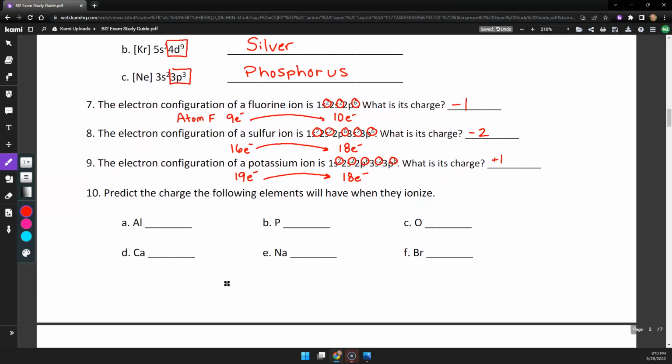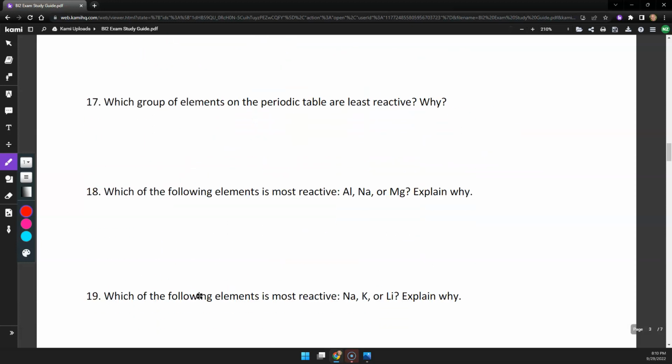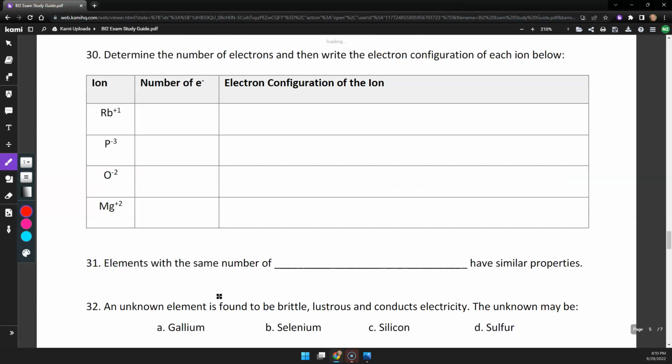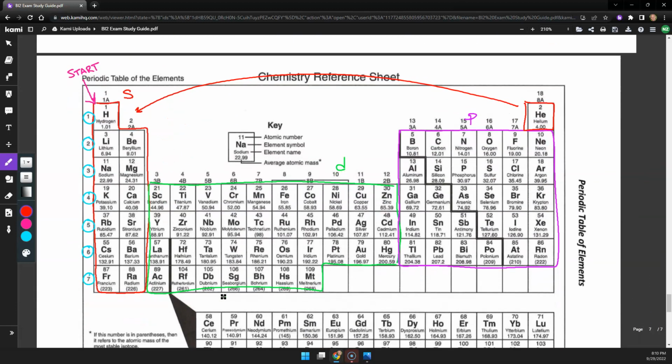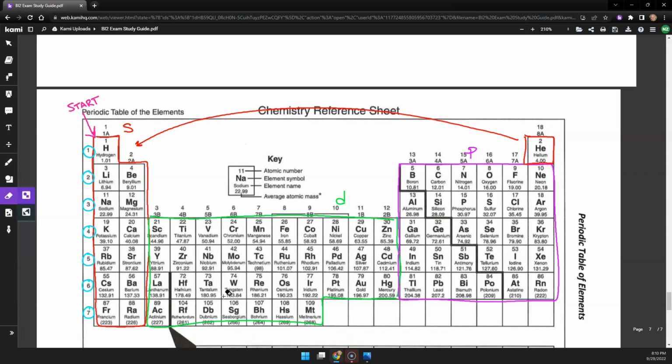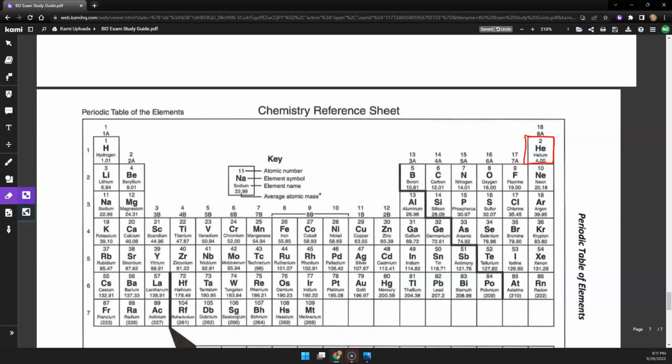All right. Predict the charge of the following elements when they ionize. Okay, so we're going to go back to our periodic table that I had here. And I'm going to erase some of this so we can write again. Okay, so charges have to do with valence electrons. So let's just go through this. We are not going to do anything with the middle here. Everywhere there's a B, like 3B, 4B, we're going to ignore that middle section for right now. We're only concerned with 1A, 2A, 3A, and so forth.